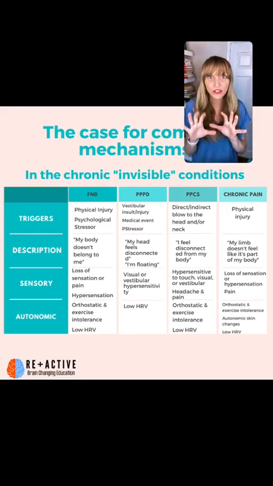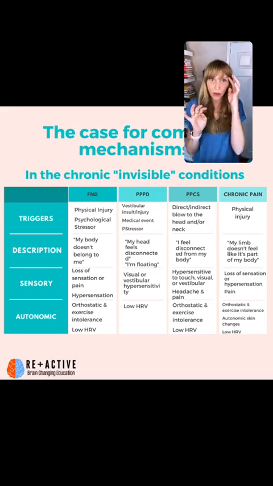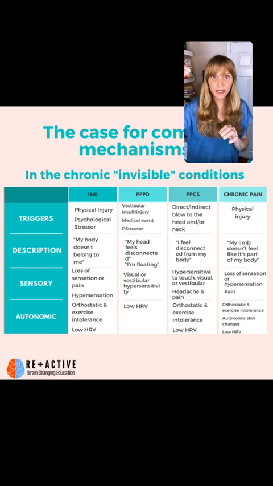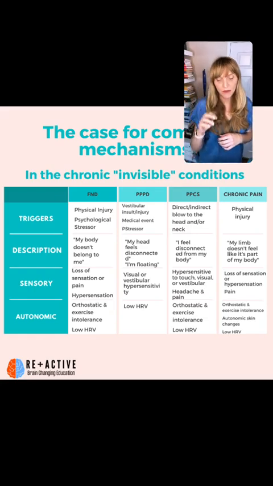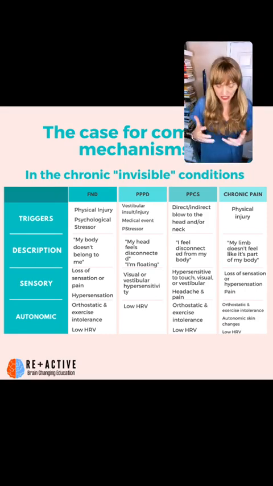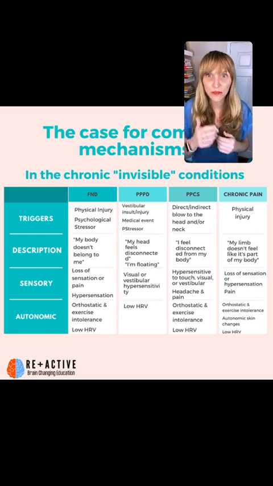So what I really want to do is focus on some of these commonalities, and what I think is so important about understanding commonalities and mechanism is that it leads you right to assessment and treatment. So let's go down here from triggers to a description, to sensory components and autonomic components. I'm also going to hit on at least one, if not two pieces of the literature that support this. And by the way, we didn't just make up this table. It's actually from the literature.